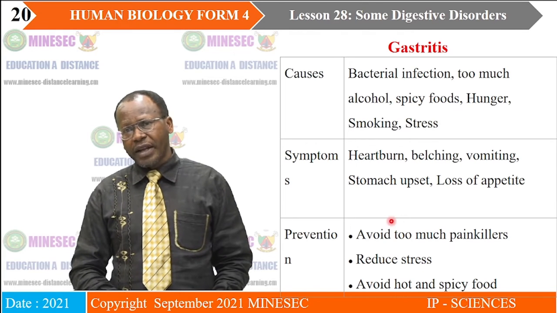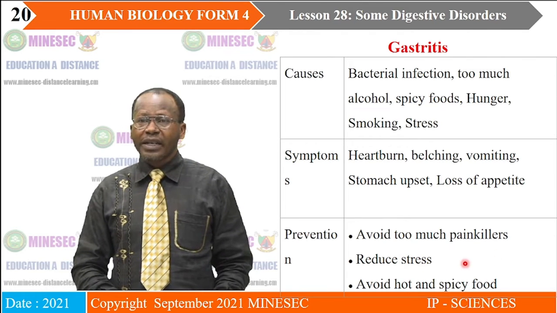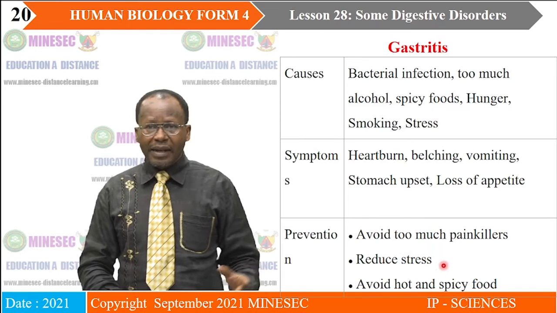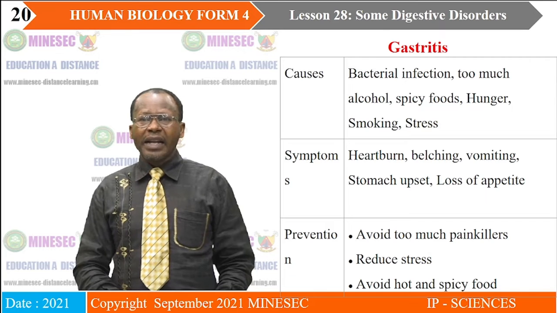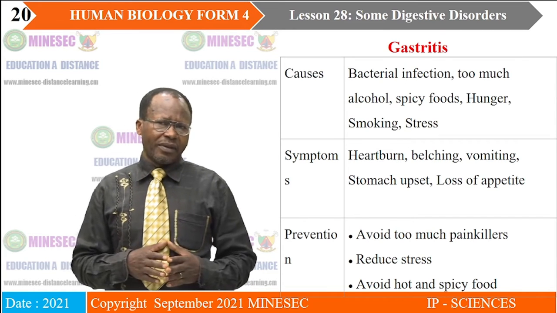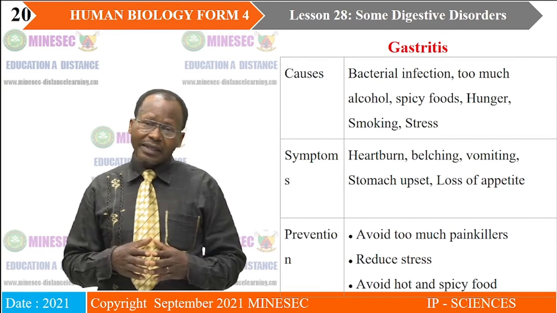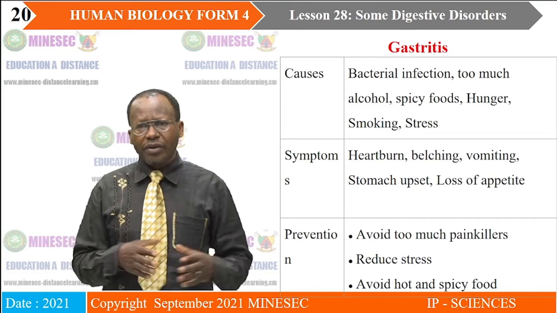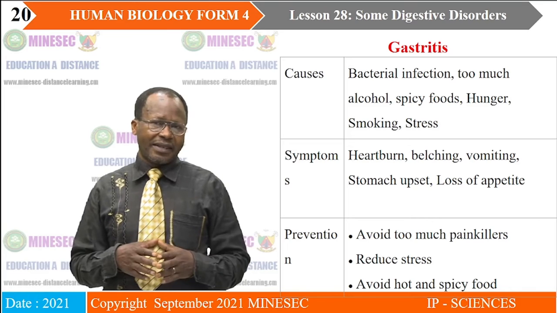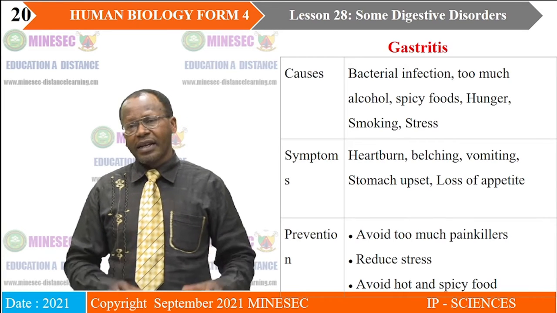Then how do you prevent it? We say that you should avoid taking too many painkillers, maybe paracetamol, codeine, and all of those. Avoid it because it can cause it. And then you should reduce your stress level. Maybe you have a lot of issues that are disturbing and then you stress up, you are thinking and solutions are not coming. It is good to relax because when you have it, they can lead to gastritis.